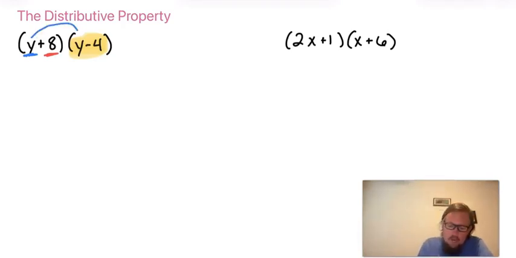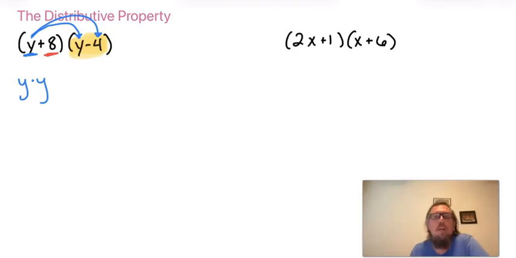We do y multiplied by y, and then we do y multiplied by 4, or y multiplied by negative 4, depending on how you think about it. So it's minus y times 4. So that's our first distributive property. We took that first term, which was y, and we distributed it to both things in the second set of parentheses. Then we do the same thing with the 8.